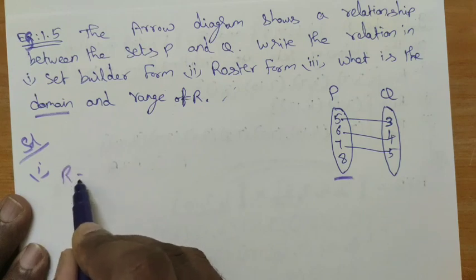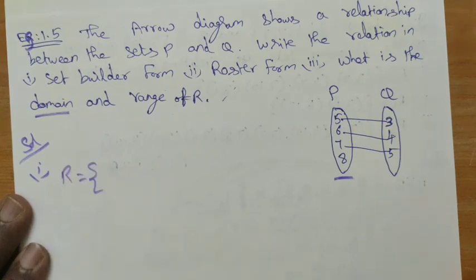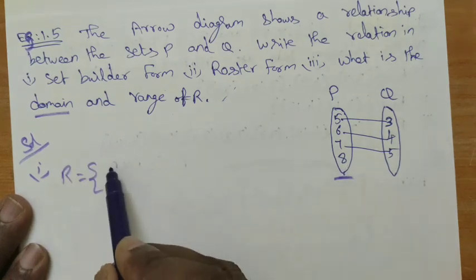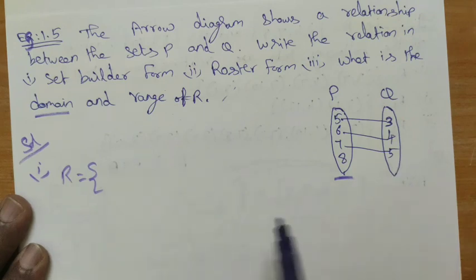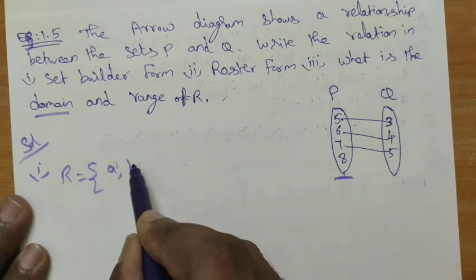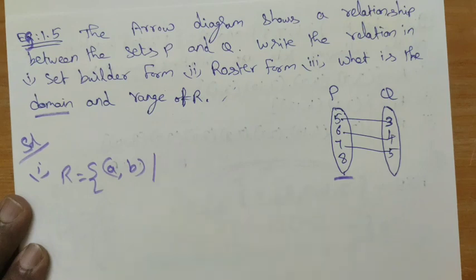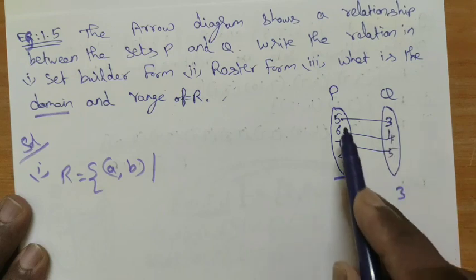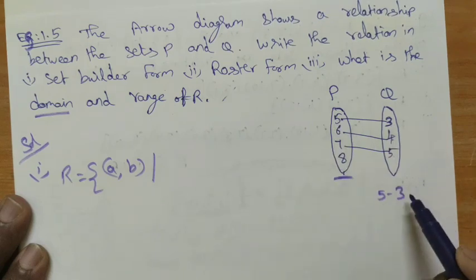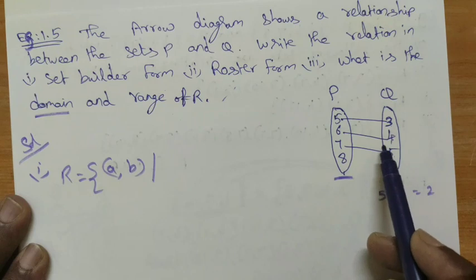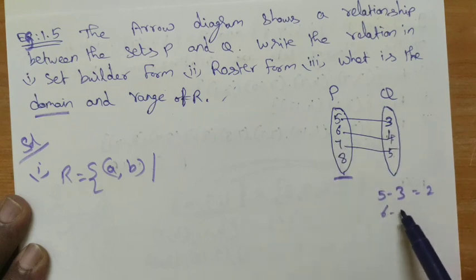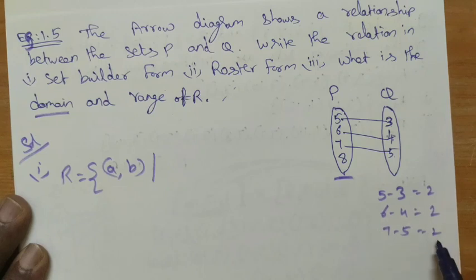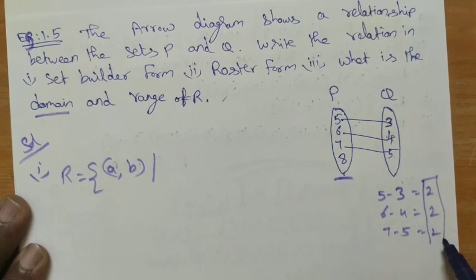Let me take R as the relation. For the set builder form, the first set I take as A and the second set as B, such that, right? How do the elements differ here? See the elements: 5 minus 3 is equal to 2, the same difference, right? And then 6 minus 4 is equal to 2, and 7 minus 5 is equal to 2. See the common difference is here.